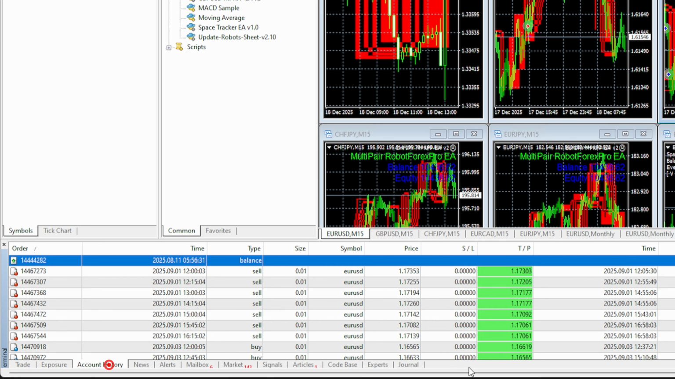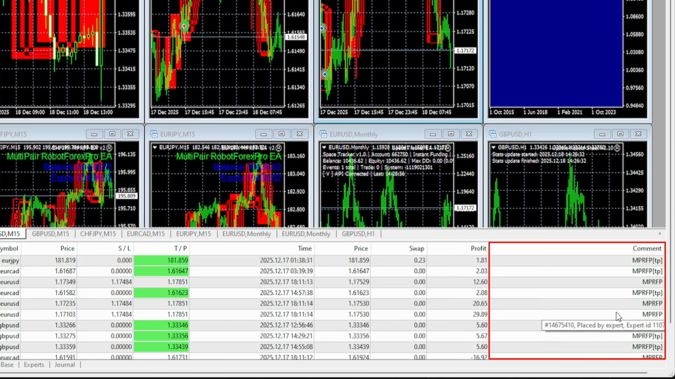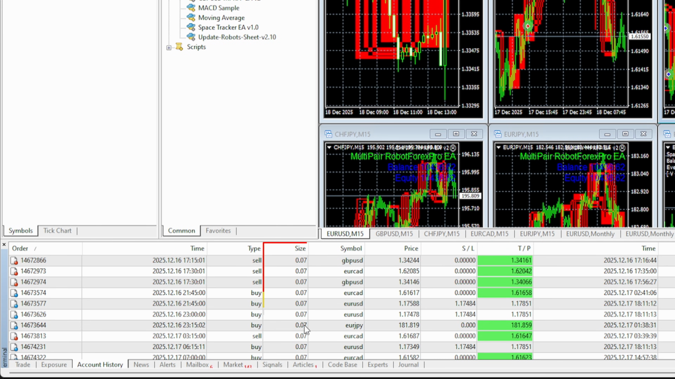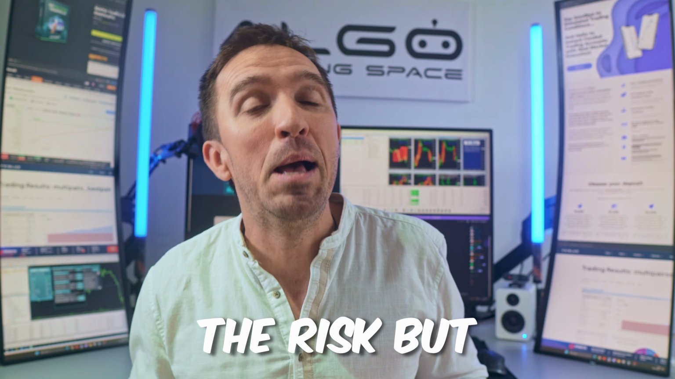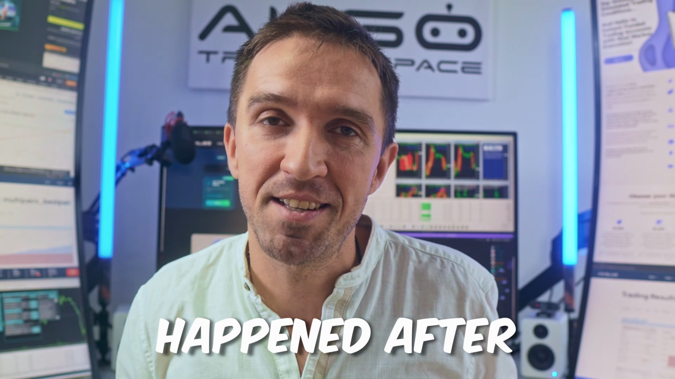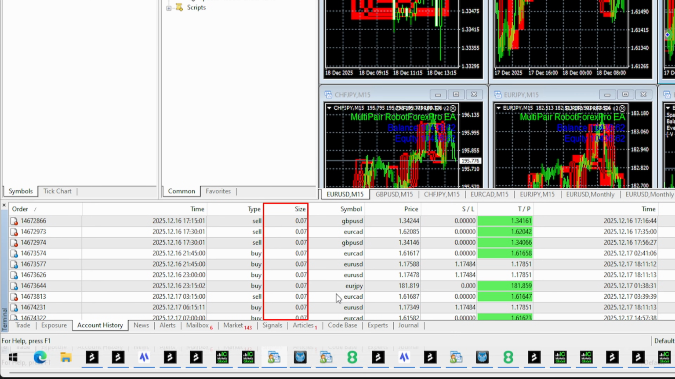Actually, initially here we were trading the euro stable, but it was going too slow. It made like 2% for a couple of months, so I decided to continue with the MultiPair, and we started trading with 0.07. Simply, I lowered the risk. But imagine what happens after I backtested it. It blew the account. So that 0.07 is still too risky for a funded account with 10% drawdown.